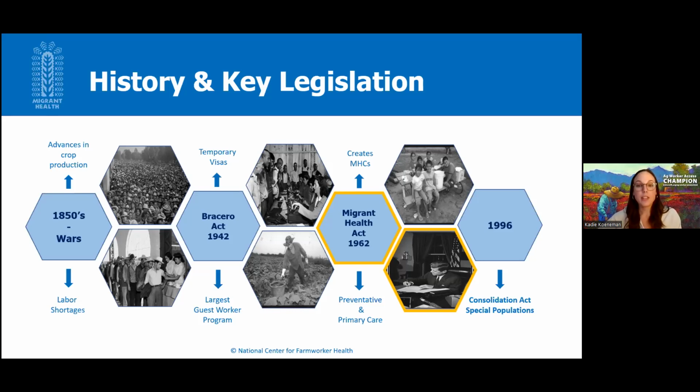By 1962, many ag workers in the fields were experiencing harsh conditions, low pay, and little access to care. President John F. Kennedy signed the Migrant Health Act, also known as the Public Health Act, which authorized funds to create a small number of migrant health centers to provide preventative and primary healthcare services to the ag worker population.